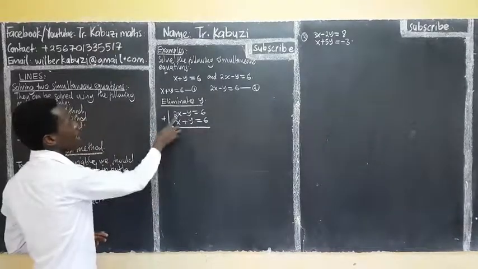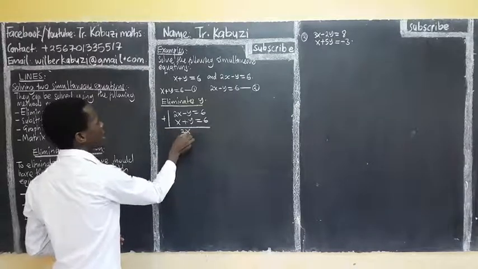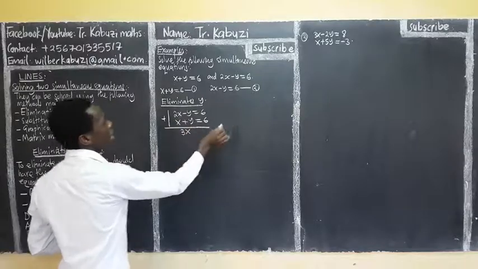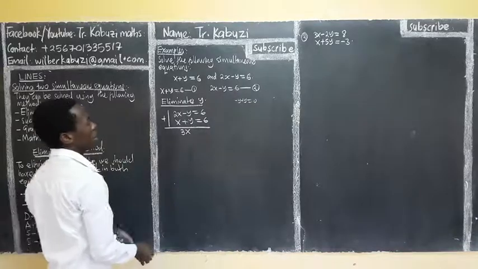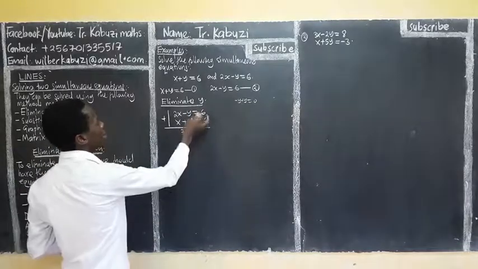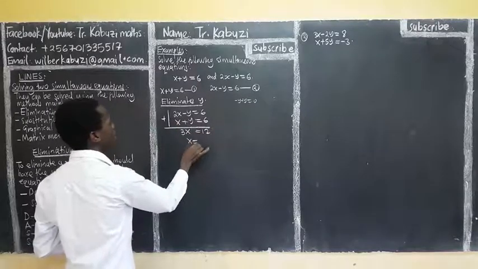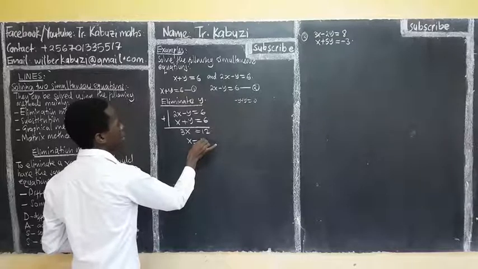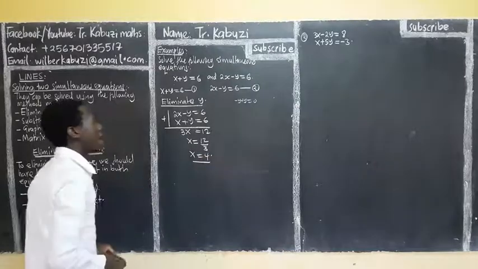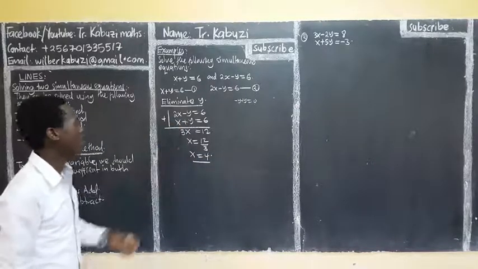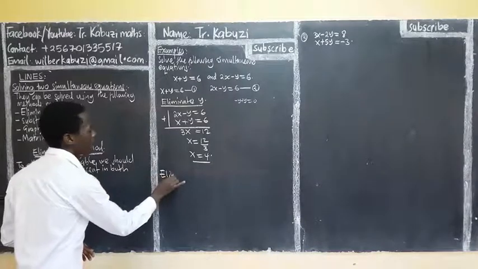So now 2x plus x, we get 3x. Then negative y plus y will be 0. So y has been eliminated. Then 6 plus 6 will be 12. Then if you divide through, 3x equals 12, divided by 3, and so our x becomes 4 with ease. Now, I've eliminated y, and I've got the value of x. Now eliminate x and get the value of y.